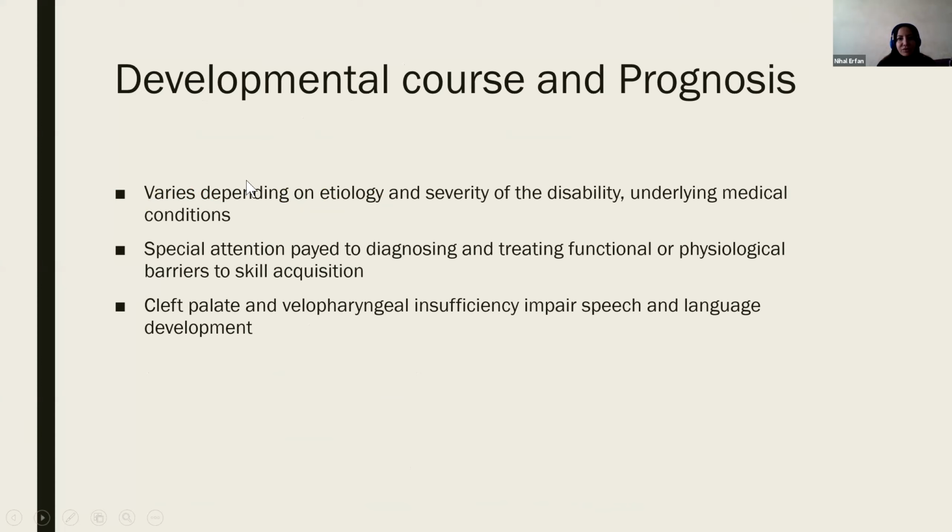Okay. So the developmental course and prognosis really varies depending on etiology, severity, and the underlying medical condition. You have to pay attention to making a diagnosis and treating any functional or physiological barriers to skill acquisition. So if there are speech issues or hearing problems, these are functional, to see if you can improve that to improve their skill acquisition. Like I said, these craniofacial abnormalities will impair speech and language development. So usually these kids will get surgery.